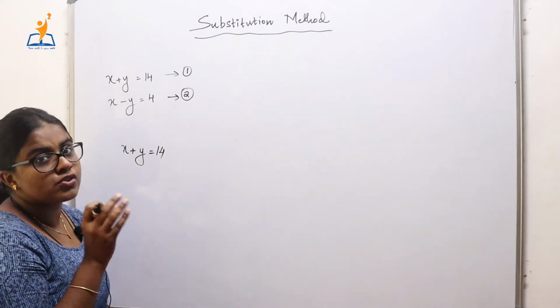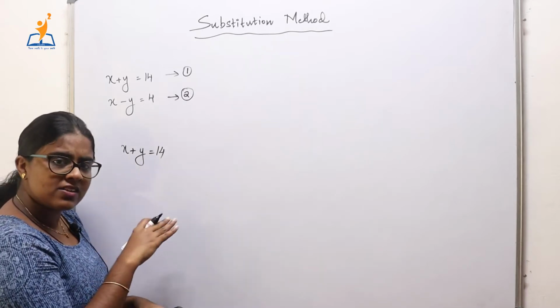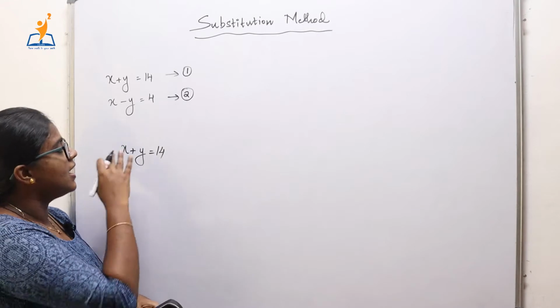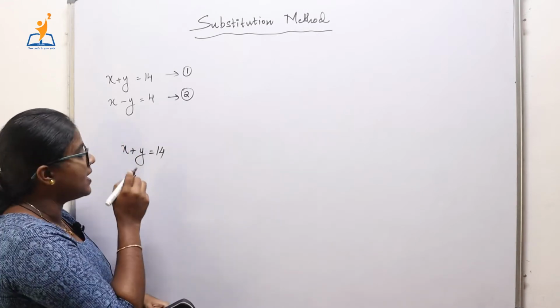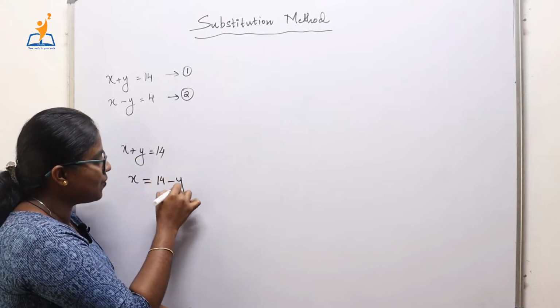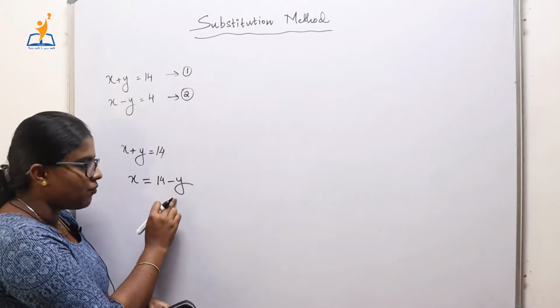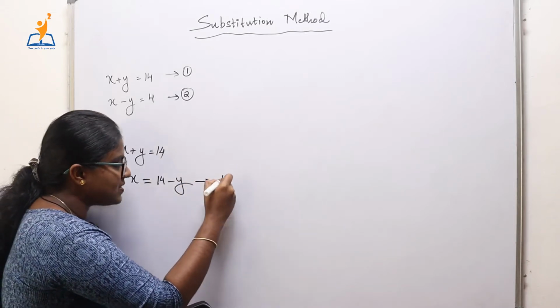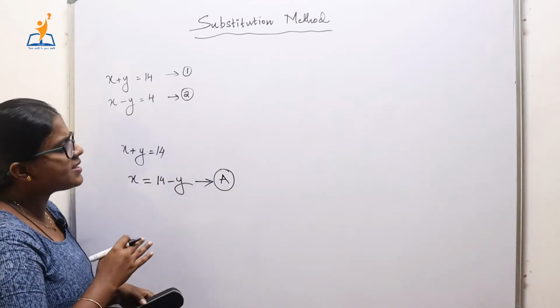Now I am going to find one variable from this equation, let it be x or y. For my sake I am going to find the value of x from here. Therefore x is equal to 14 minus y. I found the value of x in terms of y. Now I am going to name this equation as capital A.